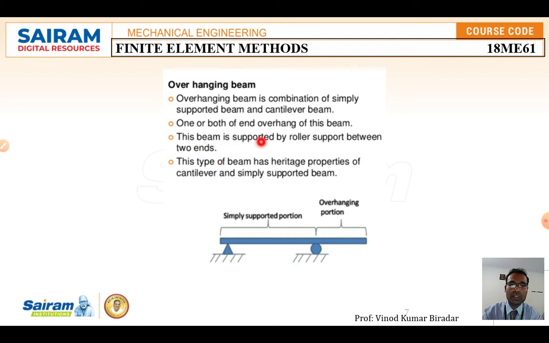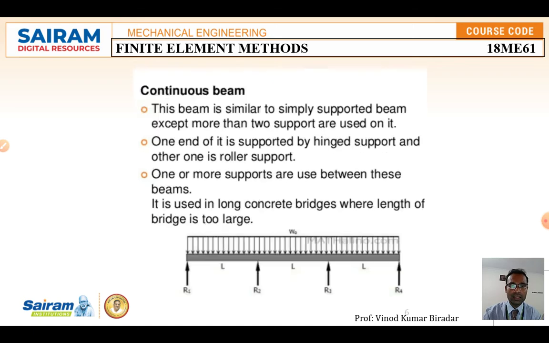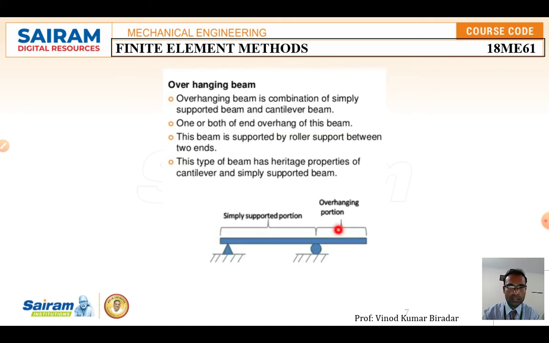This beam is supported by a roller support between the two ends. This type of beam has heritage properties of the cantilever and simply supported beam. It is a combination of a simply supported beam and a cantilever beam. The name overhang beam is given because this portion, from this portion to this portion, is just hanging at node number 2, or support number 2, this roller support. Such a type of beam element you are going to call an overhanging beam element.